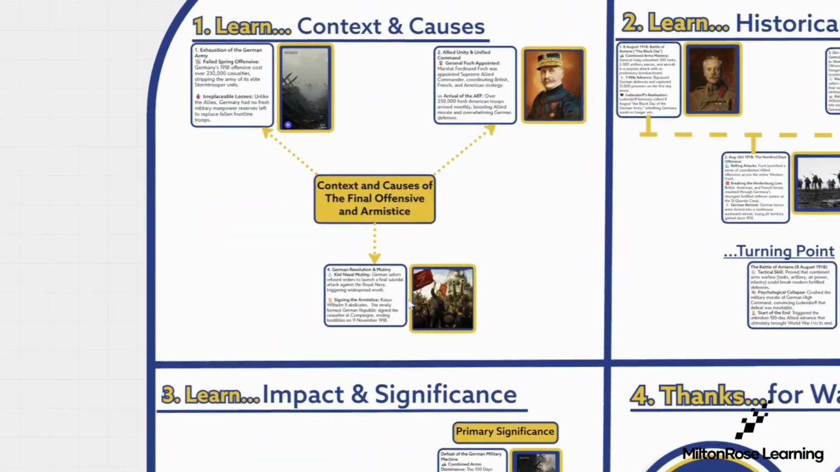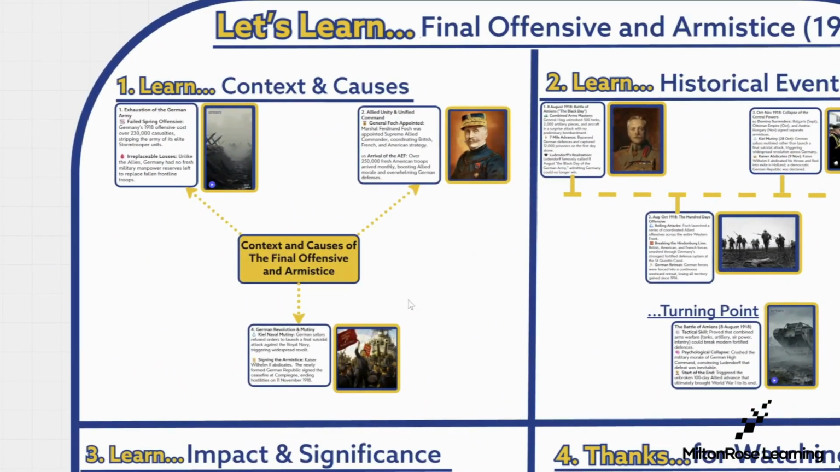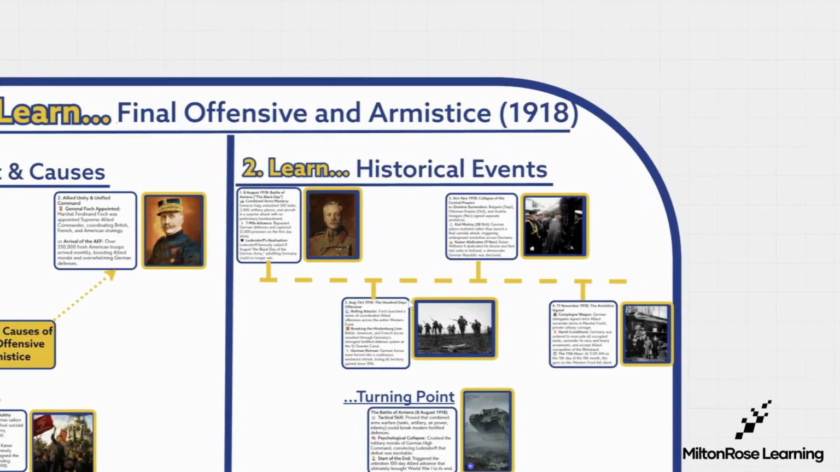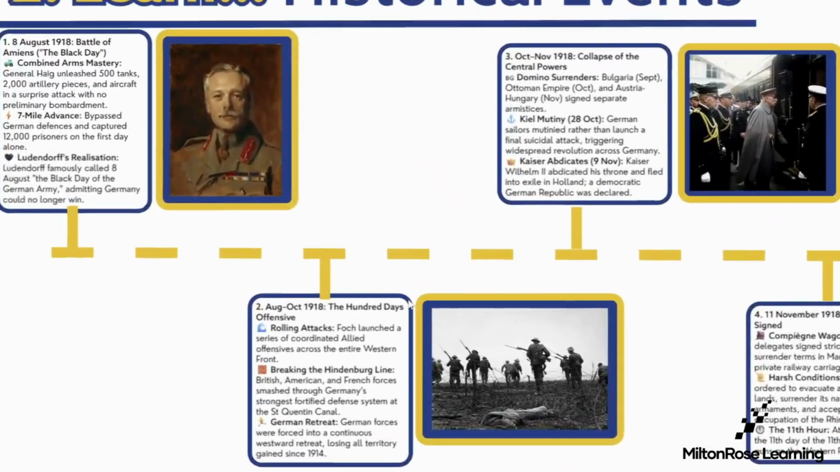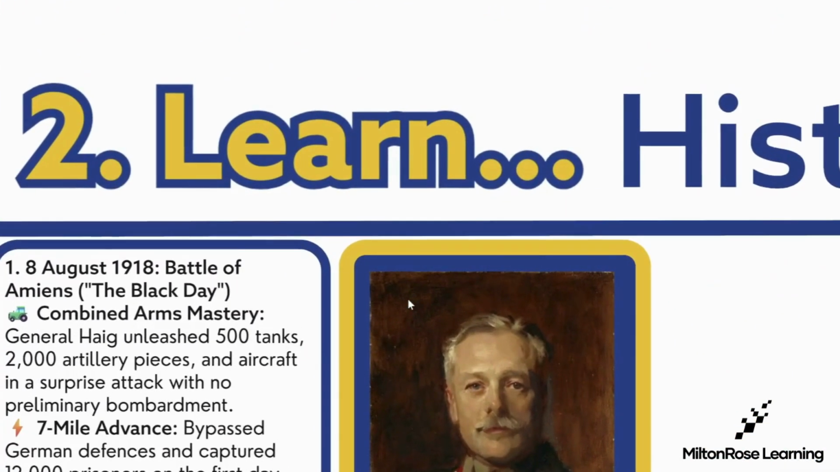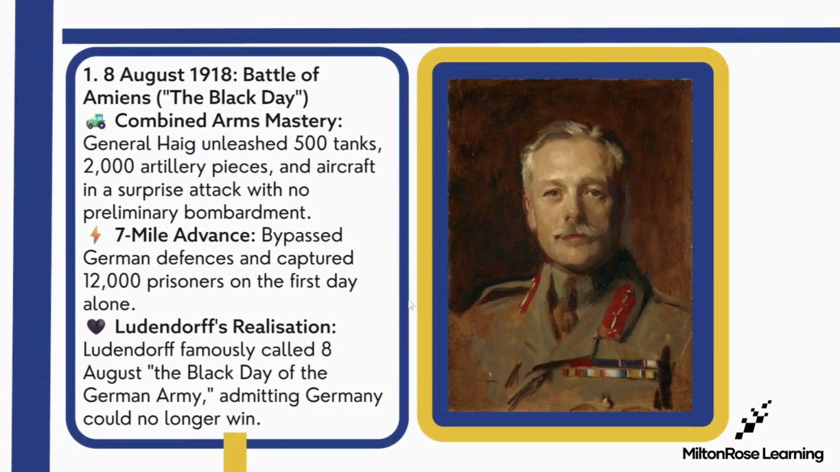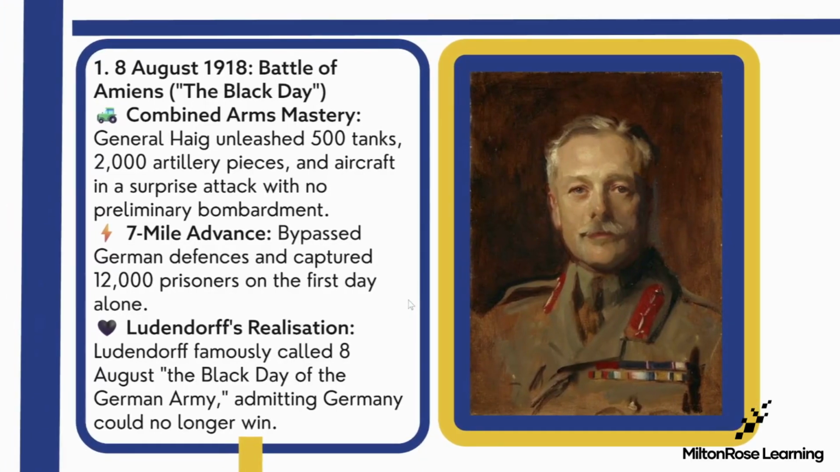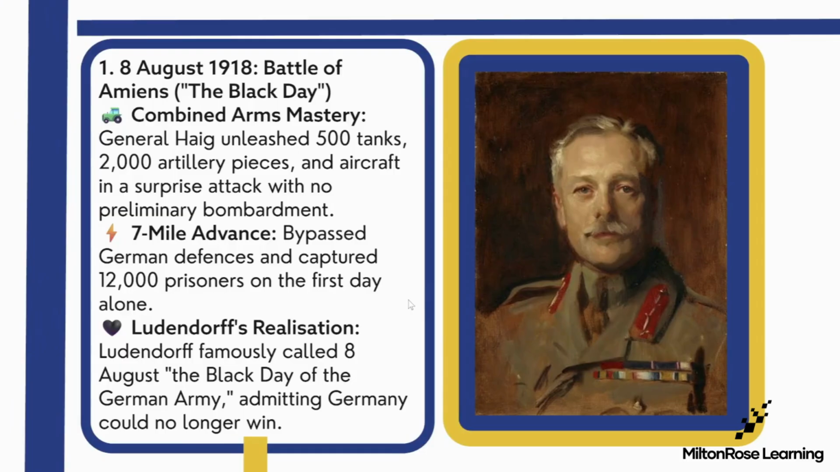So those are some of the context and causes that feed into this, but we need to get a bit more of a deeper read on what was happening. So we're going to lead you through a nice chronology here, and then we'll look at one of the key turning points in my mind. Okay, so the final offensive and armistice, let's have a look. So there we go. So 8th of August 1918, the Battle of Amiens, which has been called the Black Day by the German army. So this showed combined arms mastery.